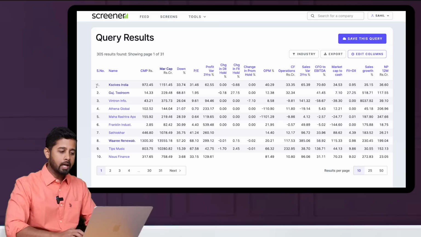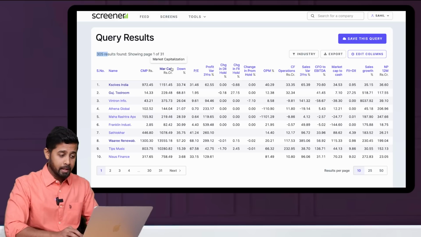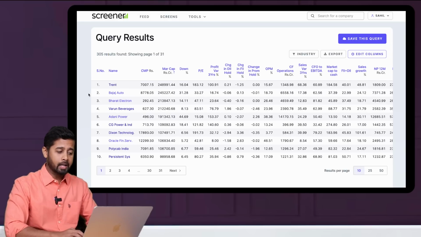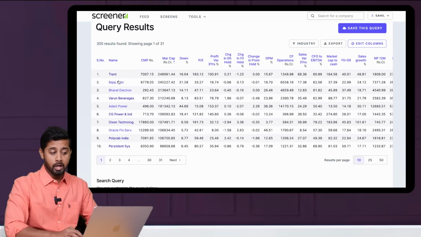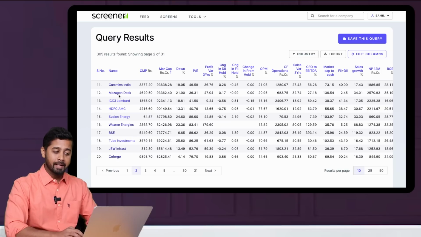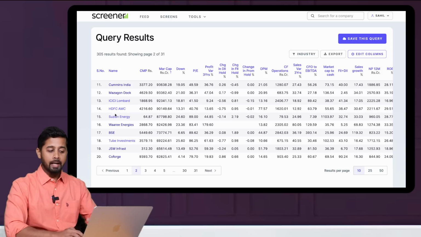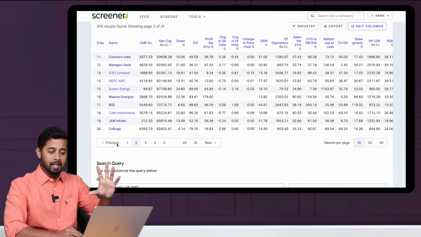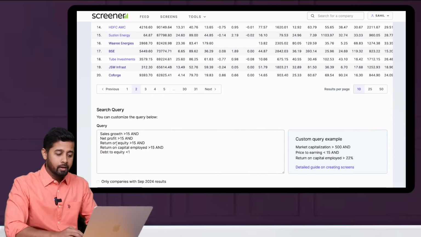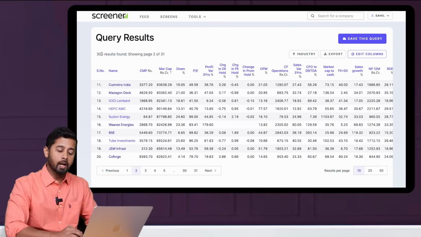Right, so if you run this query, you get 305 results. And if you sort it in terms of market cap, you get names like Trent, Bajaj Auto, Bharat Electronics, Varun Beverage, Adani Power, CG Power, Dixon Technology, Oracle, Polycab, Persistent Systems, Cummins India, Mazagon Dock, ICICI Lombard, and so forth. So these are very promising names, right? But of course, it's a long list of 305 results.